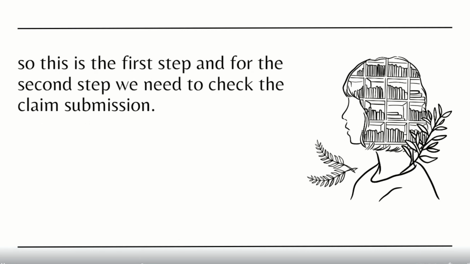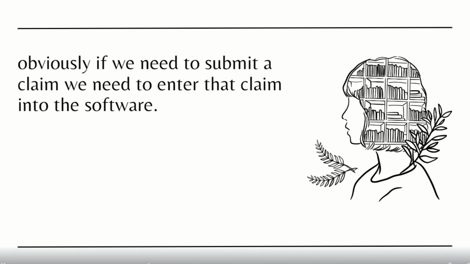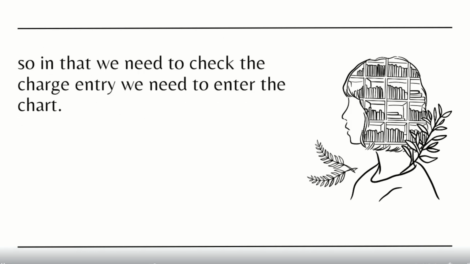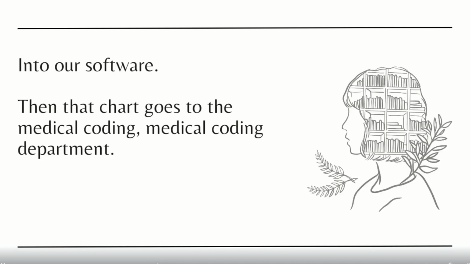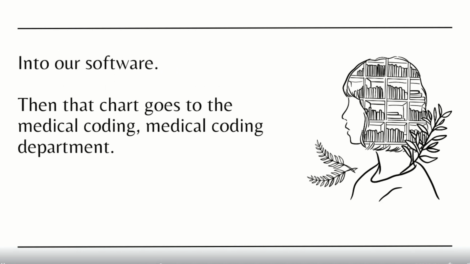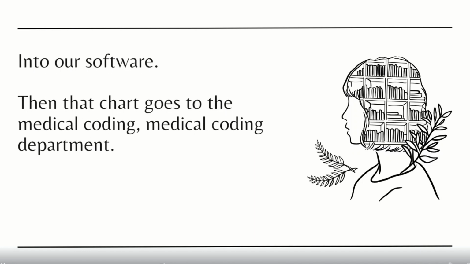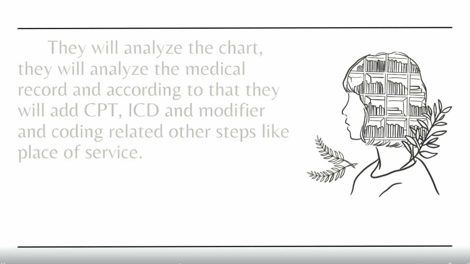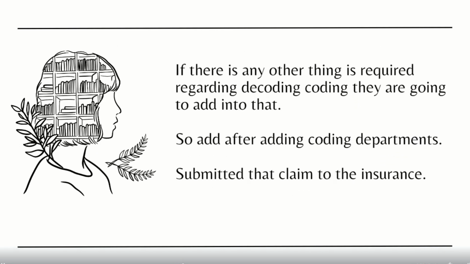For the second step, we need to check the claim submission. Obviously, if we need to submit a claim, we need to enter that claim into the software, so we check the charge entry. We enter that chart into our software, then the chart goes to medical coding. What does the medical coding department do? They analyze the chart and the medical record, and according to that, they add CPT, ICD, modifier and other coding-related items like place of service. If anything else is required regarding the coding, they add that too.